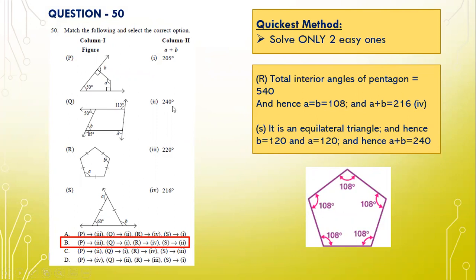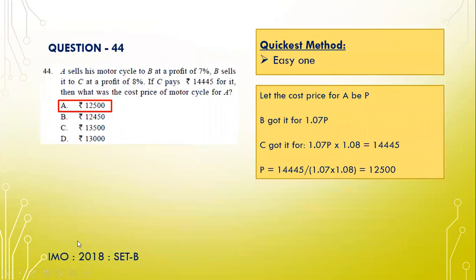So S is 240. So R is 4 and S is 2. This is the correct answer. So option B is the correct answer.